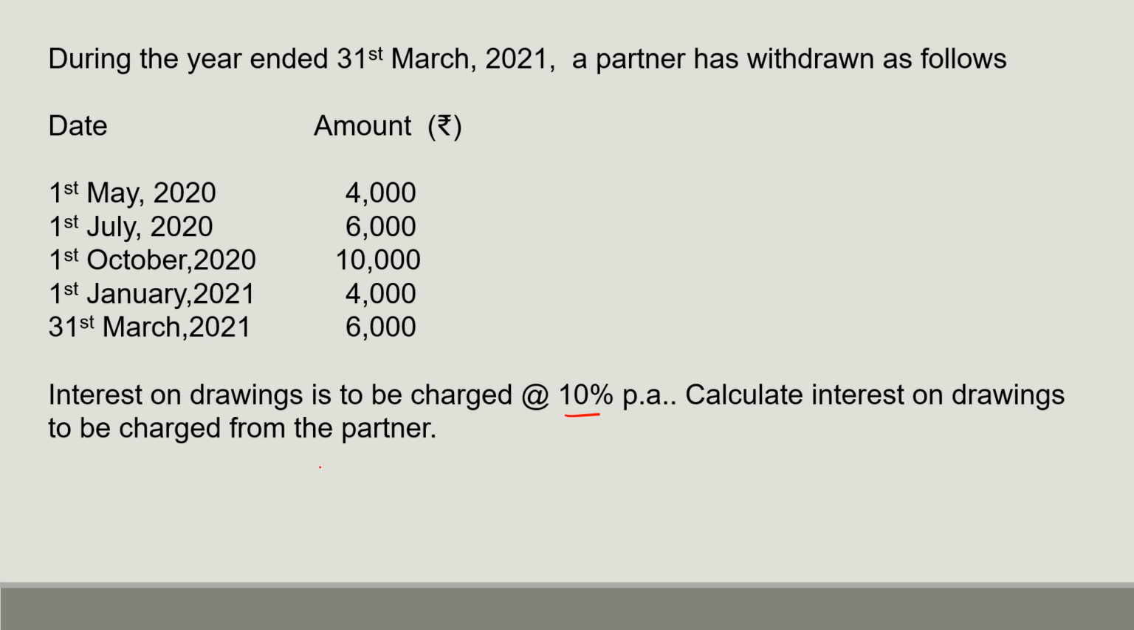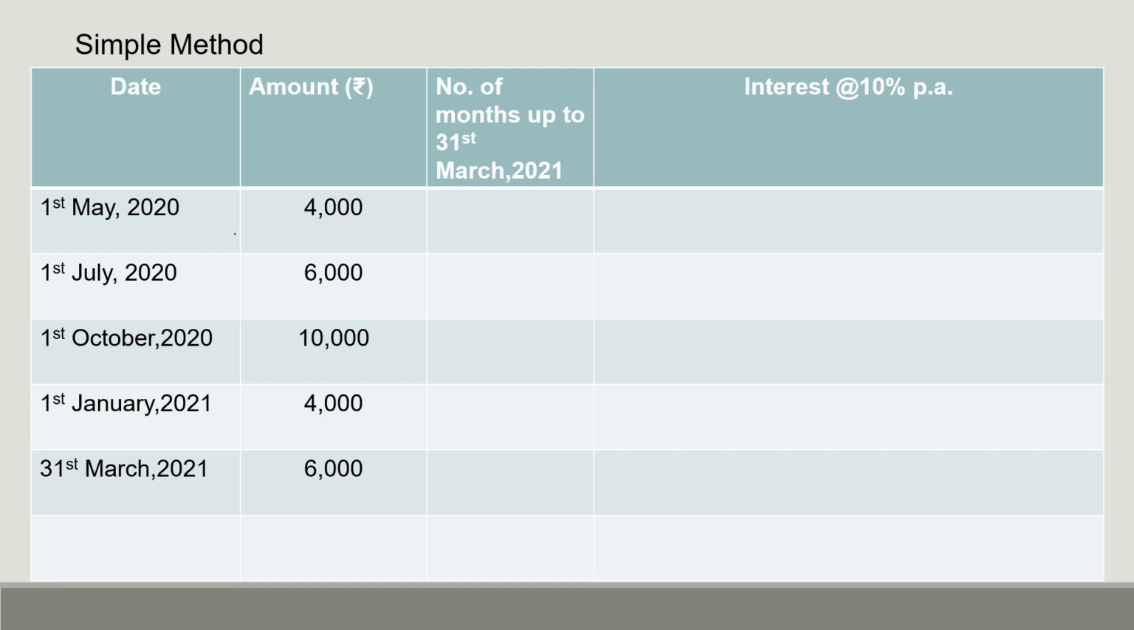Now there are two methods and both the methods are going to be discussed. First is the simple method. Second one is the product method. So first let us solve using the simple method. For that we prepare a table like this with 4 columns. Date, amount. So the dates of drawings and the amount which has been withdrawn have been filled in here.